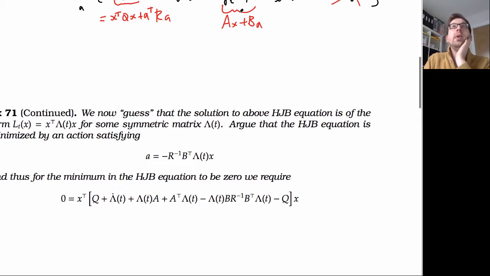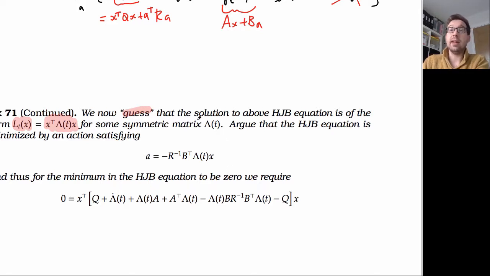Okay, so now we're going to guess that the solution of the HJB equation is of the following form, that the loss from time t onwards looks like this, that it's of the form x^T Λ x. Again, we've got some symmetric matrix, and we're applying x to either side of it. So we can take a guess at that, and remember that if we find the optimal solution to the HJB equation, then it is the optimal solution overall.